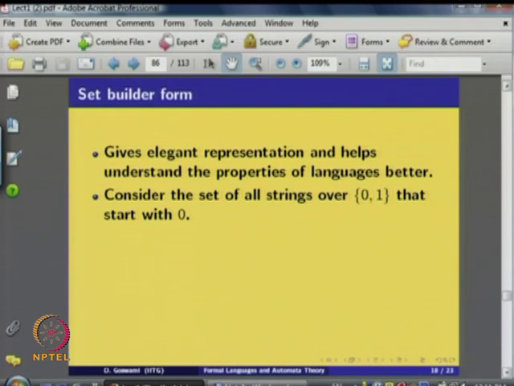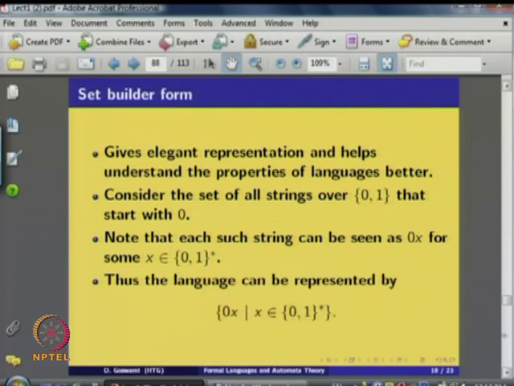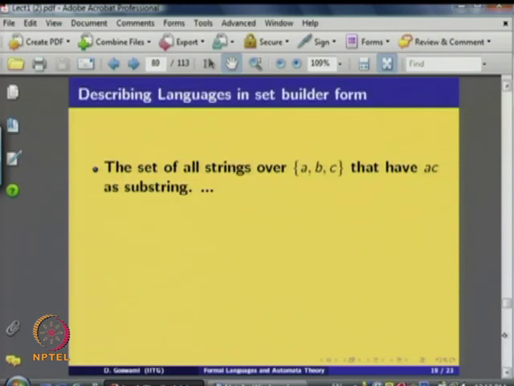Just consider the set of all strings over {0, 1} that start with 0. This is an example of a language. Let us represent this in set builder form. Every string in this language can be seen as 0x. That means 0 must be there in the first place, and x may be any string over {0, 1}. Therefore, we can write it as the set of all strings 0x such that x belongs to {0, 1} star. This is a set builder representation for the given language.